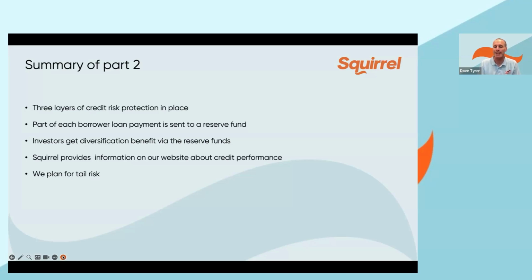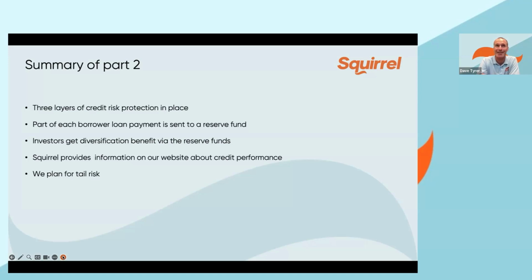The reserve funds, how do they get money into them? So part of each borrower's loan repayment is diverted to the reserve fund. So that's how the reserve funds get money and help manage that credit risk for our investors. You get the diversification benefits of when you invest with us of the whole portfolio via those reserve funds. Okay, so you're not investing into individual loans. You get the benefit of that whole pool of loans and what they do, which is a really positive thing.